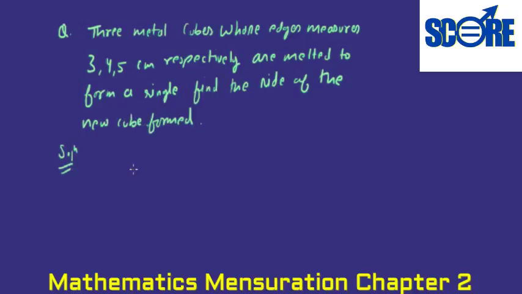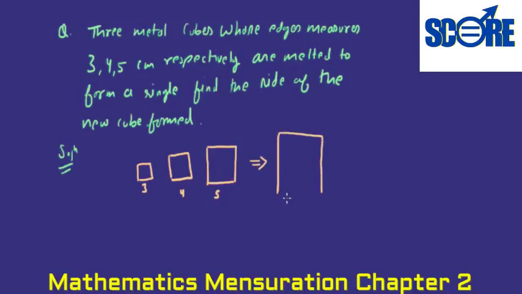Now let's see the solution of this. So in this question we have three cubes. The first cube is of dimension 3, and another cube is of dimension 4, and we have another cube of dimension 5. All these three cubes are melted to form a single cube. Let's say this is a big cube that is formed by melting these three cubes. Let's say the side of this cube is A.